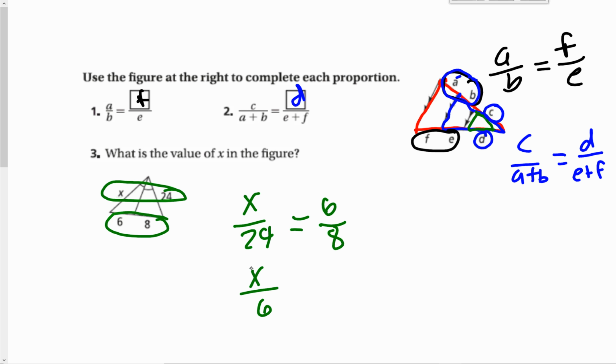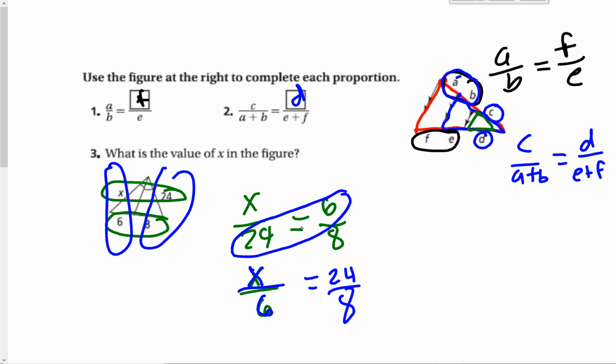Or I could do x over 6, so I could go this way. That means I have to go this way, so if I start with x, I have to start with 24. When I multiply these two, it's the same thing. So I take 6 times 24, and then divide by 8, which is 18. So x equals 18. Or you can take 6 over 8 first and then times it by 24, or take 24 divided by 8 first and then times it by 6. You get 18. There's x.